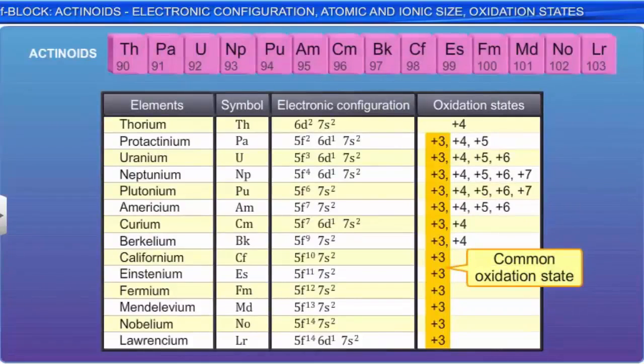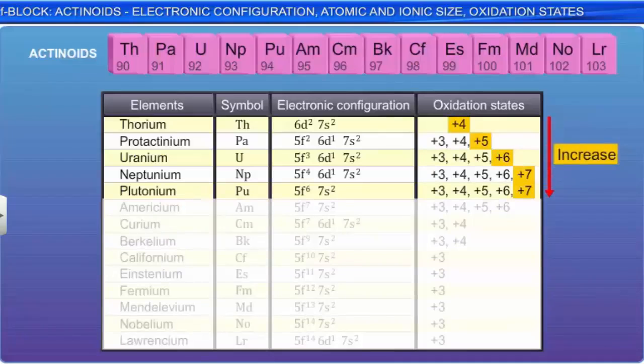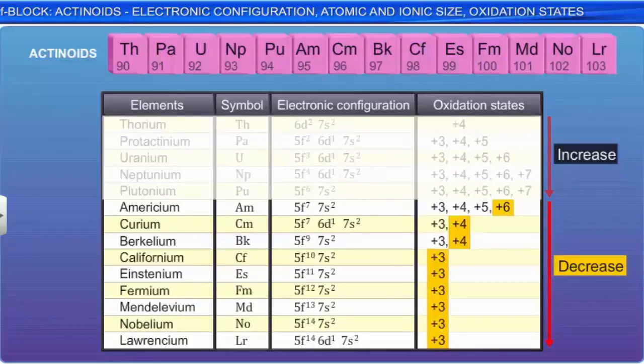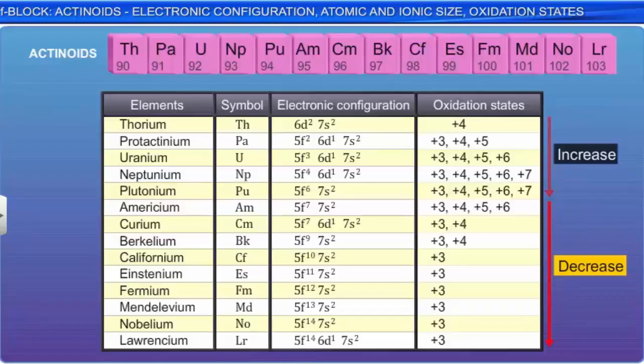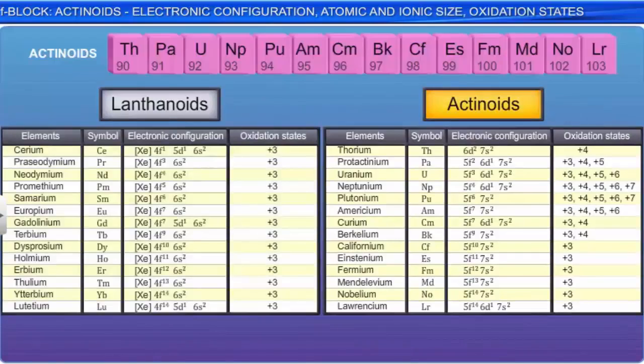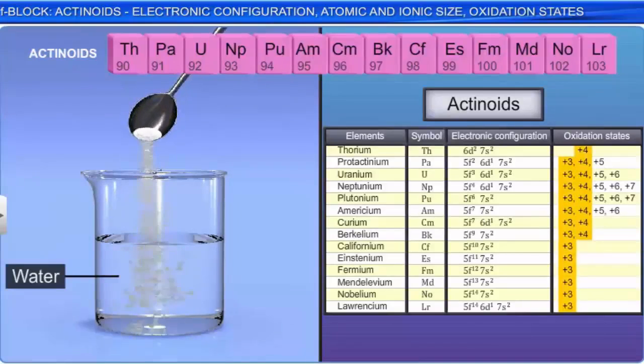The maximum oxidation state first increases up to the middle of the series and then decreases. That is, it increases from +4 for thorium to +5, +6 and +7 for protactinium, uranium, neptunium and plutonium, but decreases in the succeeding elements. Actinoids, like lanthanoids, have more compounds in the +3 state than in the +4 state. However, +3 and +4 ions in actinoids tend to hydrolyze, while lanthanoid ions do not.